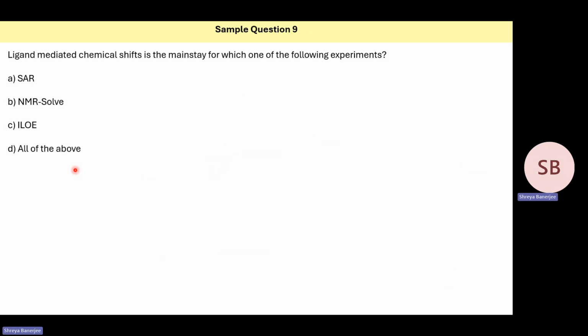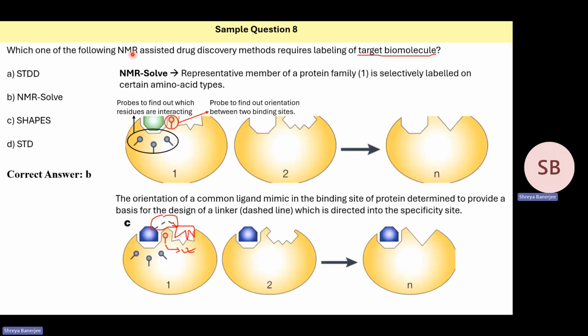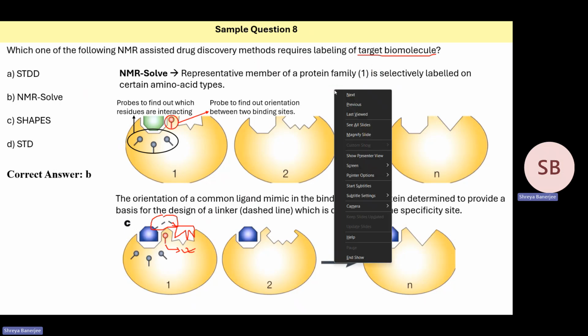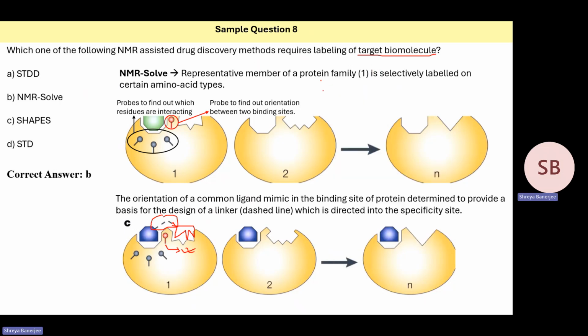Another question is there. Ligand mediated chemical shift is the mainstay for which of the following experiments? We already saw that NMR solve uses ligand mediated chemical shifts. That means to find out which ligand is binding the best. So basically you do 2D NMR and you see the shifts in the HSQC spectra. If you remember, if the ligand is binding, suppose this is your 2D, you will have shifts like this.